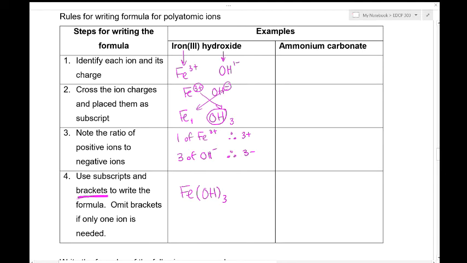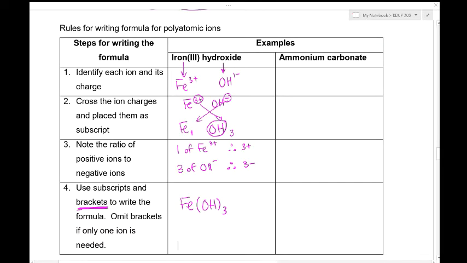Let's try another example. Ammonium carbonate. Ammonium is NH4+, and that is found on the polyatomic side at the back of the periodic table. Carbonate, CO3 2-, also found on the same side.